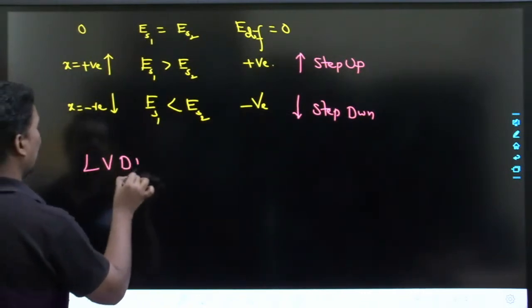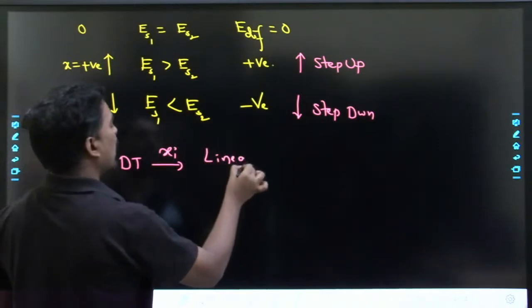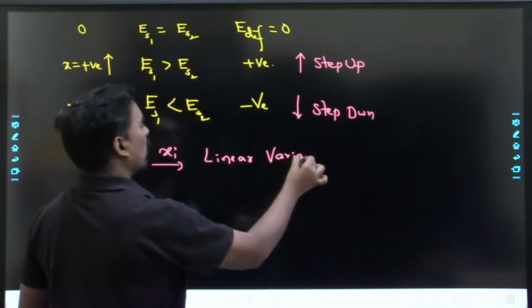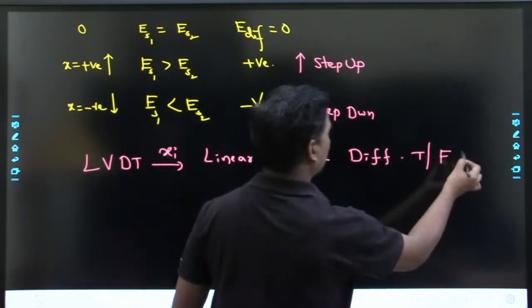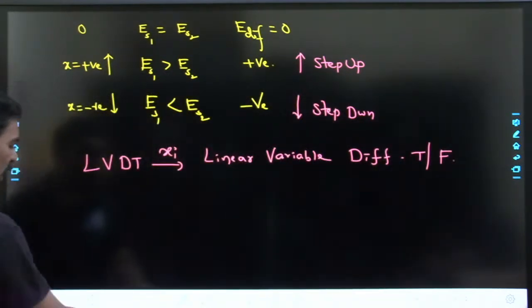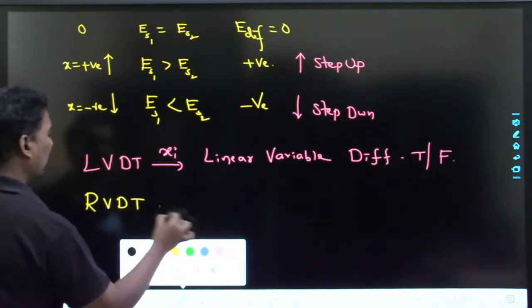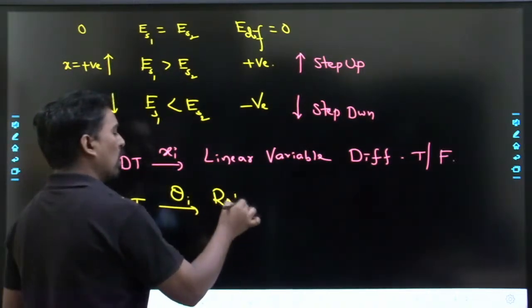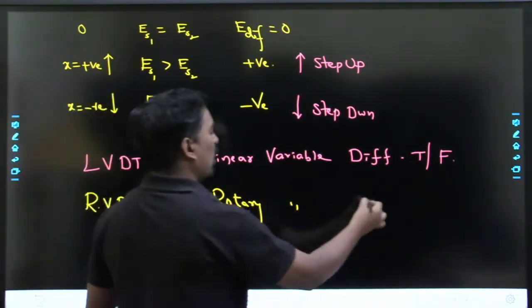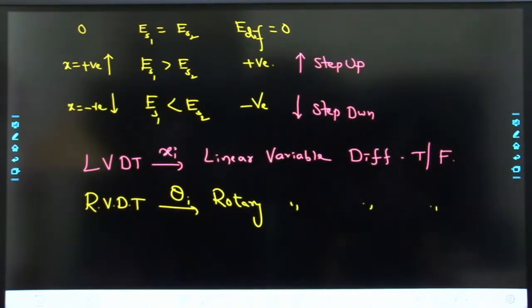LVDT, if you are applying the linear displacement Xi, then it is called linear variable differential transformer. Suppose if you are applying the angular displacement, there is another name called RVDT. So for RVDT we are applying angular displacement. We call it rotary variable differential transformer. Is it clear, my dear students?